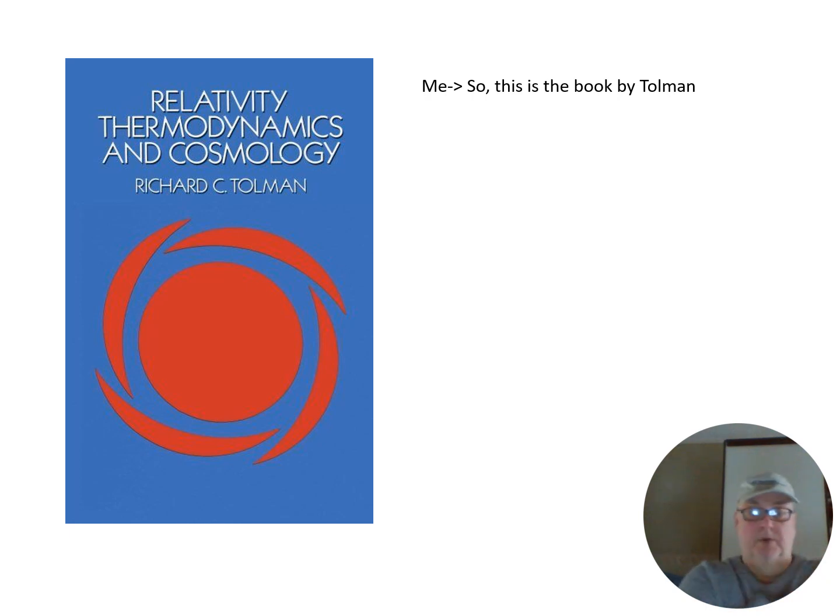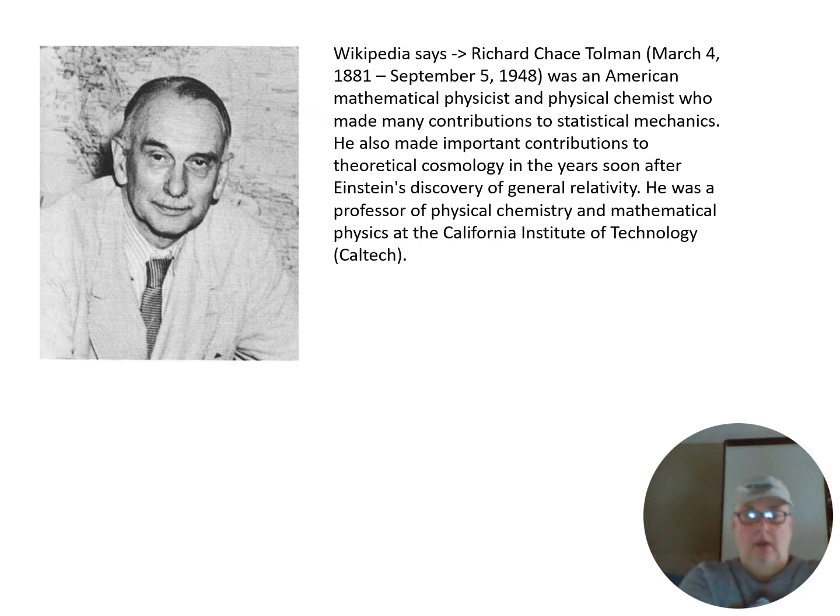So this is the book by Tolman. It's called Relativity, Thermodynamics and Cosmology. Richard C. Tolman. And this is Tolman according to Wikipedia. He was an American mathematical physicist and physical chemist who made many contributions to statistical mechanics and so forth. And he dealt a lot with Einstein's theory.